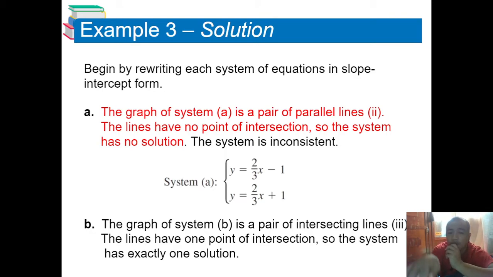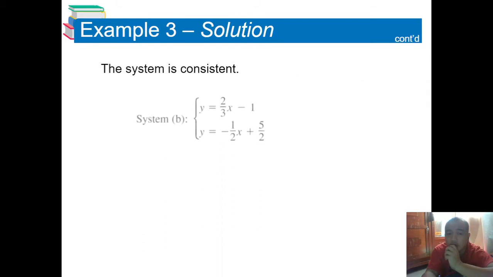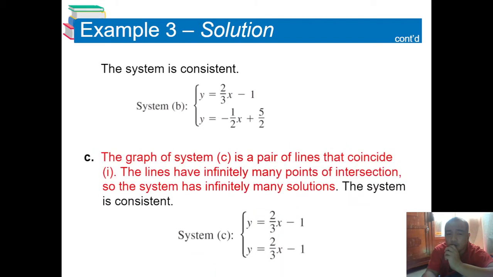But for B, the graph has one point of intersection, so the system has exactly one solution for B. So the system is consistent for B. How about for C? In C, they are exactly identical. They have the same equation if you simplify the two. If they are identical, that means the lines have infinitely many points of intersection, so the system has infinitely many solutions. The system is consistent also.